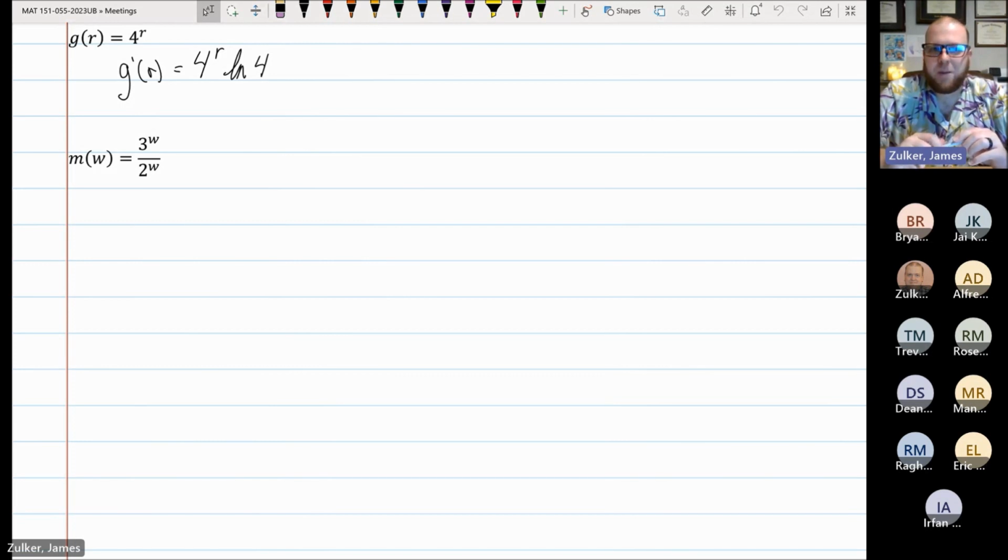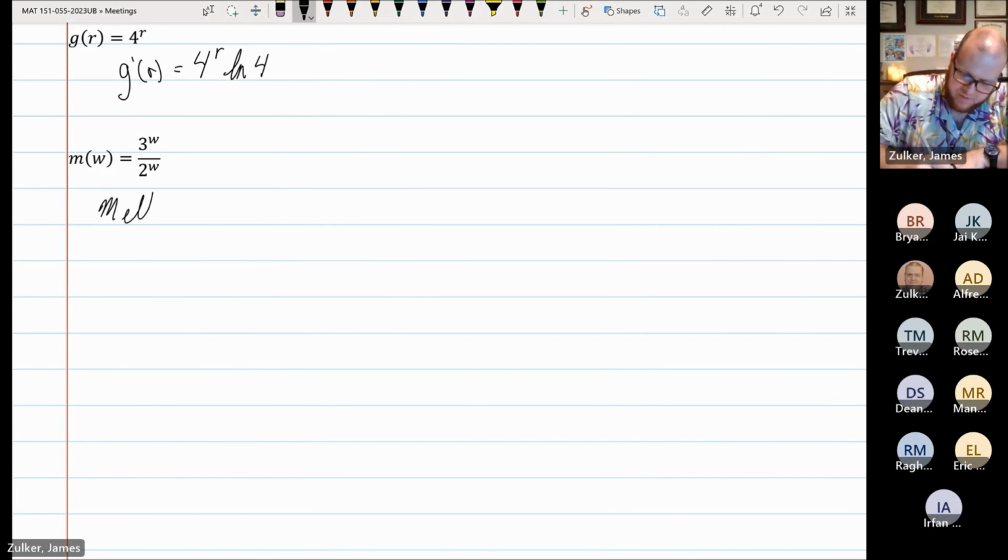There are two ways to go about this problem. Let's go over both methods. Obviously, one method is going to be simpler than the other. The first method is to see this and just go, we have a quotient rule.